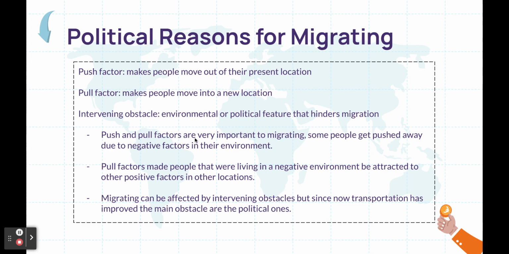Push and pull factors are very important to migrating. Some people get pushed away due to negative factors in their environment. Pull factors attract people living in a negative environment to positive factors in other locations. Migrating can be affected by intervening obstacles, but since transportation has improved, the main obstacles are now political ones.